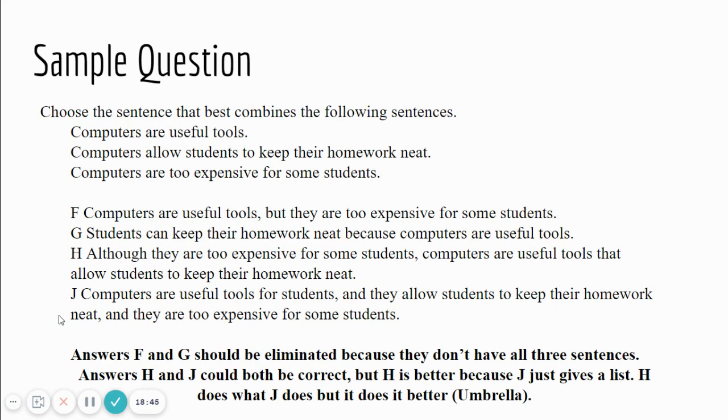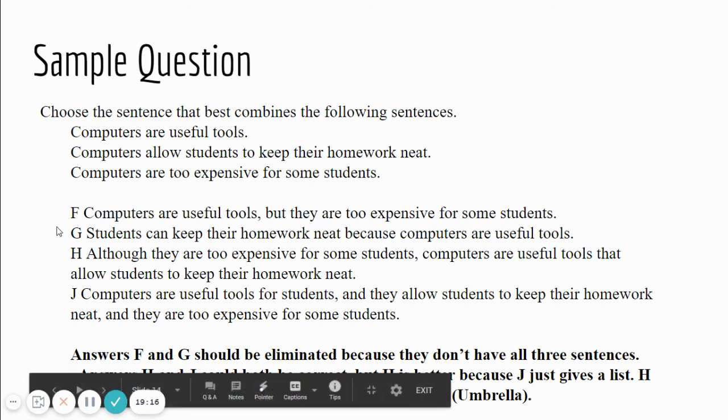Okay, let's look at the grammar questions. And so again, you might be nervous if grammar isn't your thing, but again, simply doing these multiple choice strategies can get you to the right answer. So it says, choose the sentence that best combines the following sentences. So that's going to tell me that there's probably more than one. There's 3 sentences here. Computers are useful tools. Computers allow students to keep their homework neat. Computers are too expensive for some students.